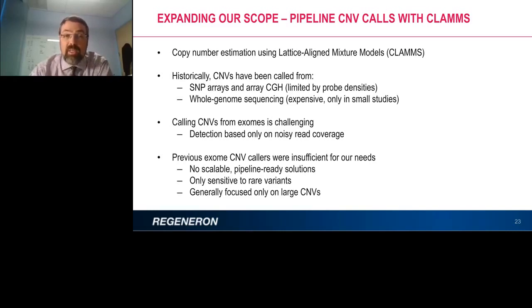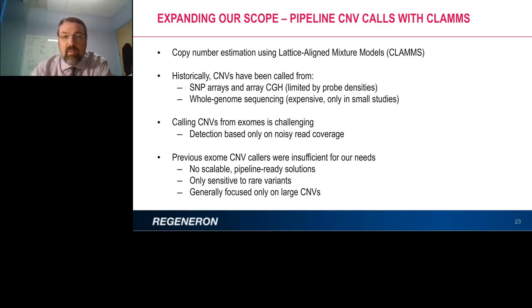You can do whole genome sequencing and really do a deep dive on structural variants. That's of course quite expensive, and it is generally only done in small studies, although I think it's becoming more and more common now. But one of the challenges from doing what we're trying to do here with exomes is calling CNVs from exomes is very challenging, because you're stuck looking for copy number variants in the context of noisy read coverage in these small exon windows where you've created a capture reagent to select out the regions of the genome you want.